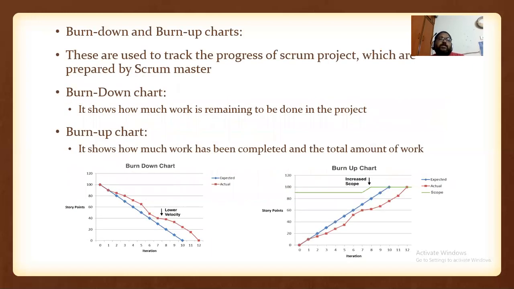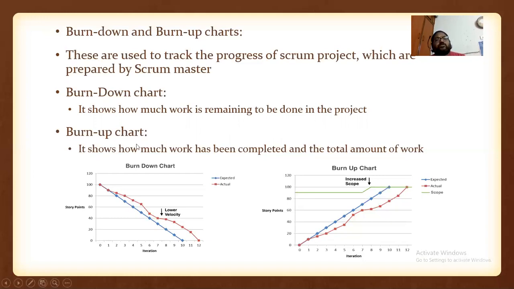Next thing, burn down and burn up charts. Generally, the Scrum Master is going to prepare them manually. If we are using the Jira tool, the Jira tool by default provides these burn down and burn up charts. What is this burn down chart? What is the purpose of this thing? Mainly to track the progress of the Scrum project. These charts are important. The burn down chart shows how much work is remaining to be done. So in the project, how much work is still remaining to complete, says the burn down chart.